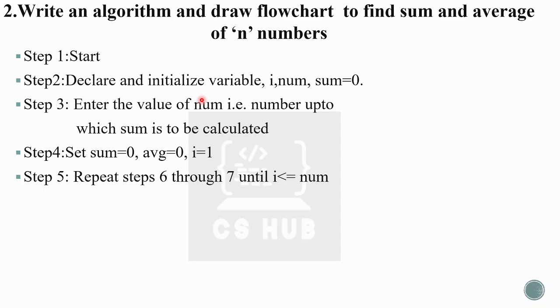We are just adding the adjacent numbers and up to n, up to our count maximum number. So repeat steps 6 through 7. 2 steps need to be repeated until I is less than or equal to num. Okay. If the value of I is greater than num, we need to stop.